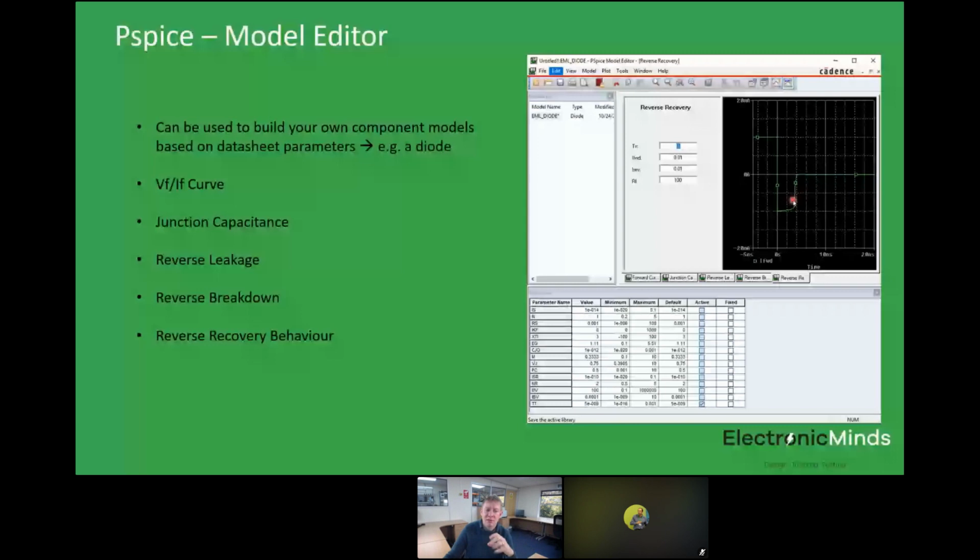The model editor itself is very useful. We've mainly used it for diodes and MOSFETs so far, but you can model diodes, BJTs, magnetic cores, IGBTs, JFETs, op-amps, comparators, linear regulators, and voltage references. So this allows you to create your own parts based on datasheet parameters, and therefore you can create and simulate just the parameters and the behavior you're most interested in for your design.